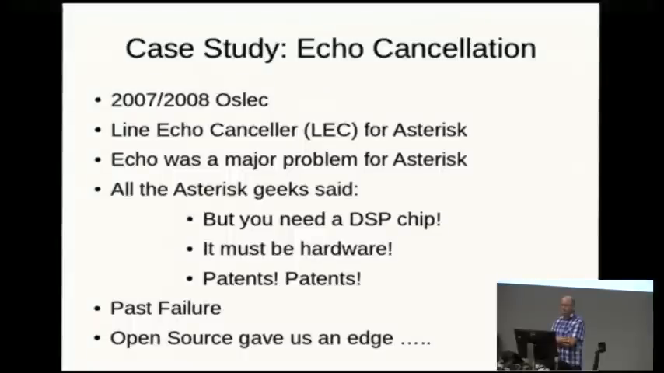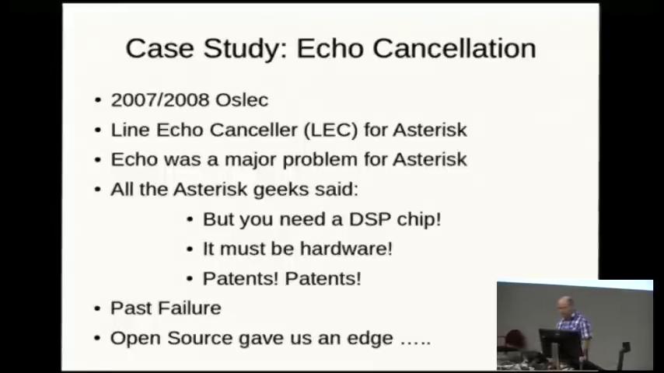And even all the Asterisk guys were saying, oh, you have to have a DSP chip. A DSP chip is a small CPU that's optimized for signal processing. Usually it has a proprietary software mass programmed on it. They were screaming, it's got to be hardware. You can't do it in software. You need to use hardware because it's so hard. It's all covered by patents. I experienced a lot of past failure myself.